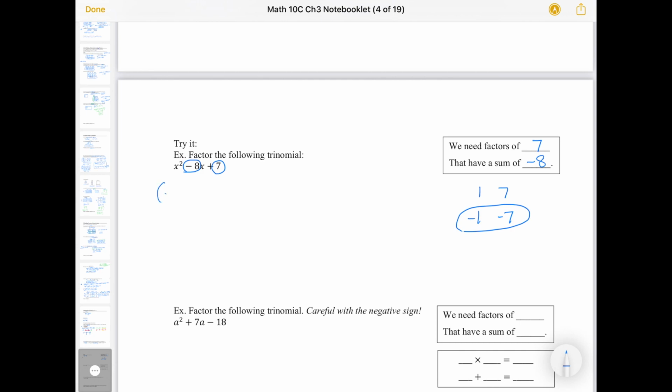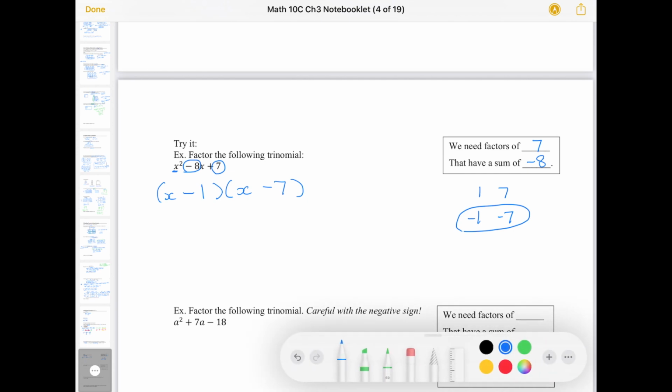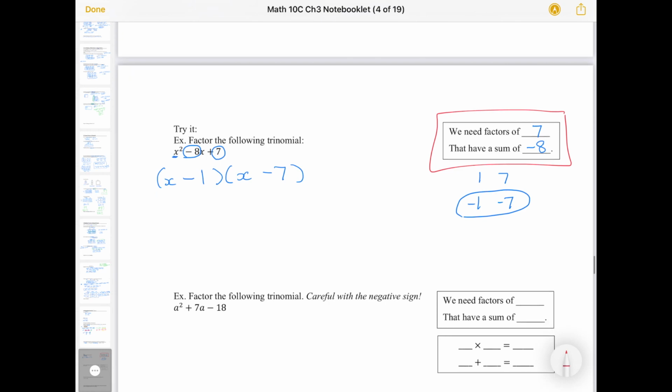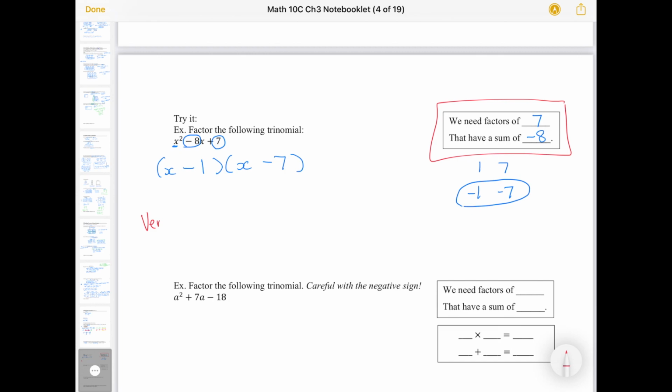So in this section, having a good knowledge of your multiplication tables is helpful, but remember you have your calculator. You can try numbers out and see if it's going to work out for yourself. So I'm going to know right off the bat that I'm going to have binomials x and x, because I need an x squared, and x minus 1 and x minus 7. And that's it. Right? So I'm getting these values because they are factors of 7 that have a sum of -8.